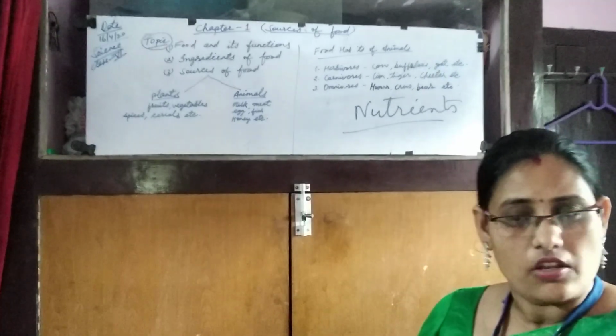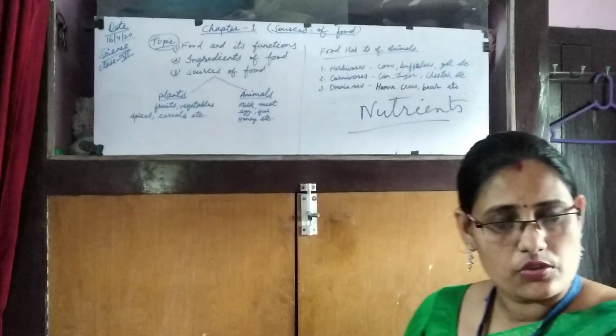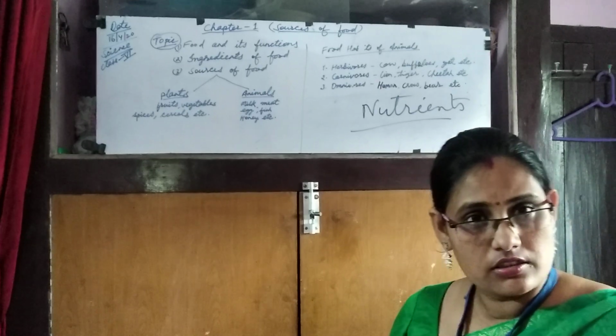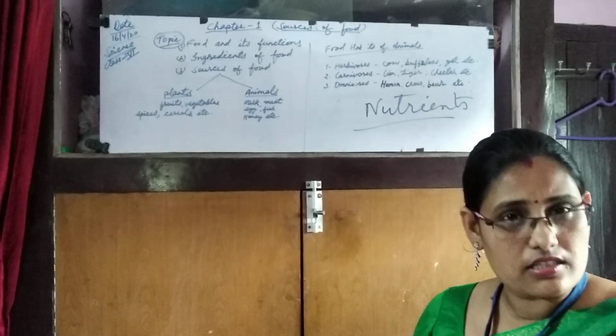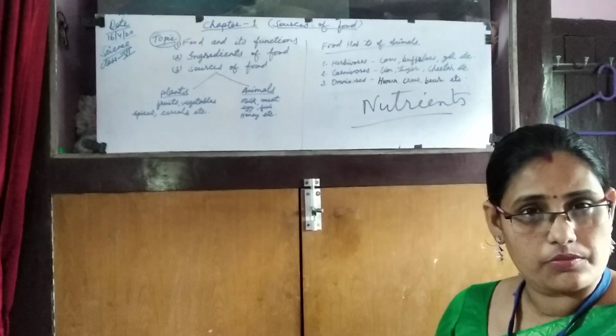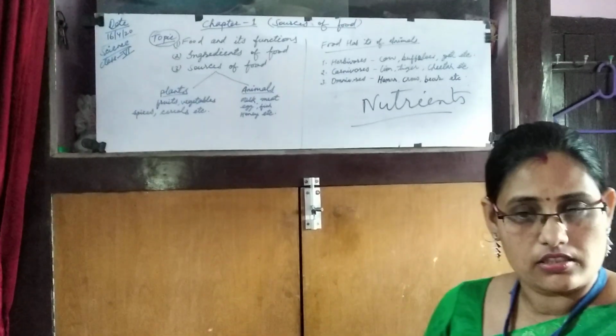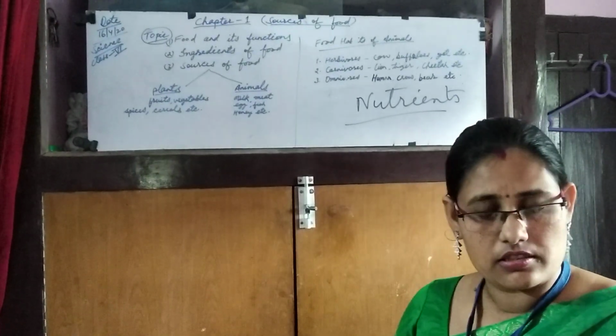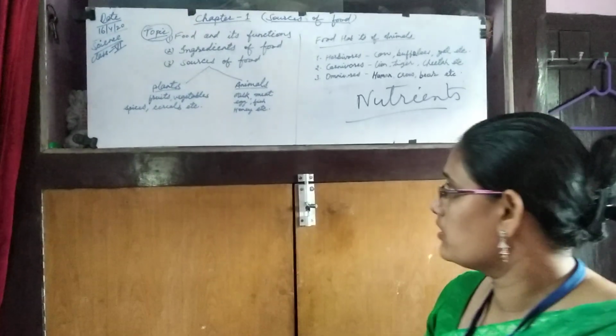For example, we are preparing kheer. For that, we need water, rice, milk, sugar, and some dry fruits. These all are together known as ingredients which help to make a particular dish.